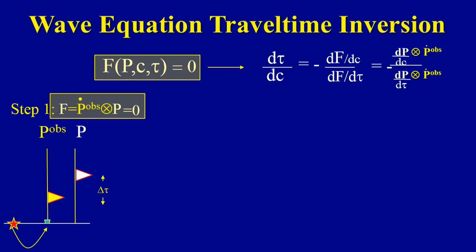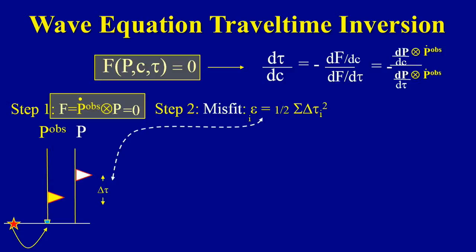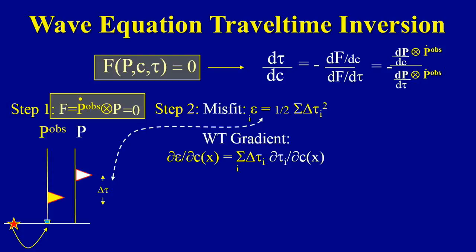That's step one. We got a constraint function, and then we use the misfit function using this delta tau, and we go ahead and find the gradient associated with it. It's given by the travel time residual times the Fréchet derivative, and that's a hard problem to solve without approximation, but now we know how to solve it with the implicit function theorem.